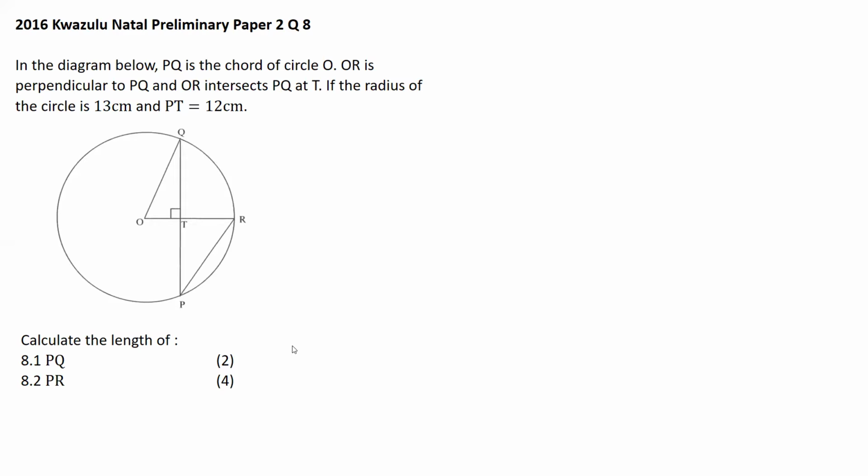Perfect. I'm ready. Let's start on this one to see if we're on the right track and we're winning together. So the question starts off this way. In the diagram below, PQ is a chord of circle O. OR is perpendicular to PQ, and OR intersects PQ at T. If the radius of the circle is 13 and PT is 12, calculate the length of PQ.